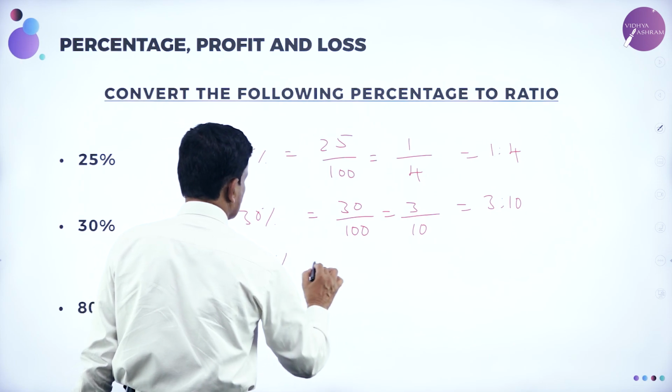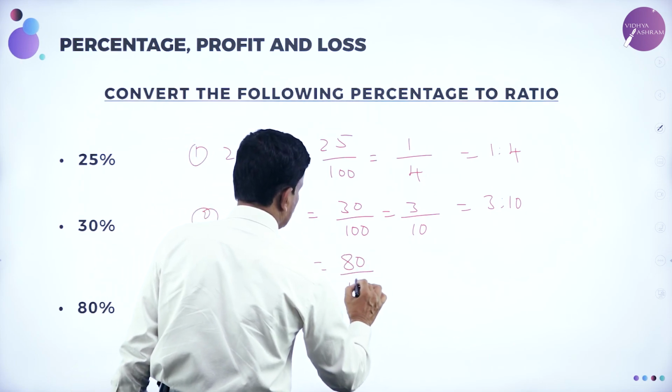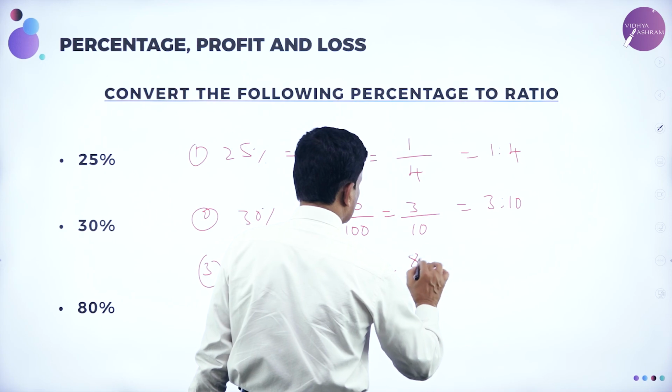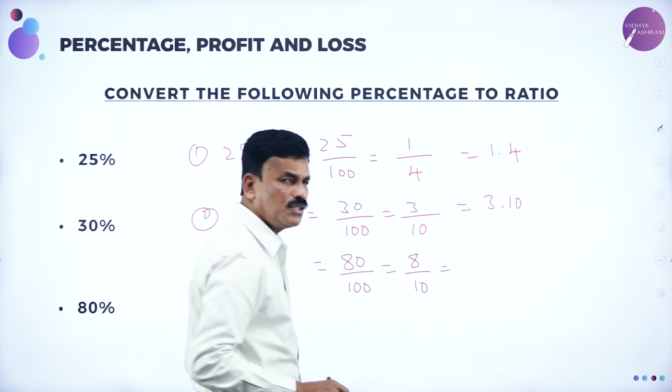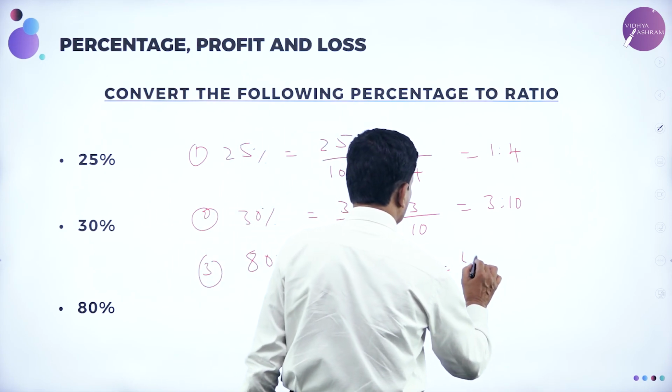Now next one, 80%. That's equal to 80 divided by 100. 0 and 0 get cancelled, 8 by 10. Now you can divide by 2. 2 fours are 8, 2 fives are 10.